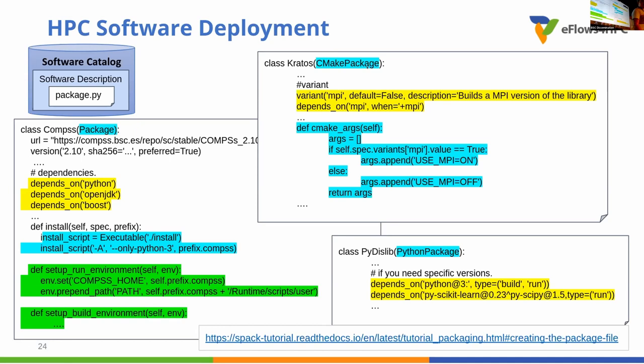And there are other packages for the typical building systems like CMake or Autotools, where you just need to define fewer parameters, not all the things. And there are also Python packages, where all of these tools are managed as Python packages. You can find more about this here. We are using the Spack packages, so you can find more information in this link.